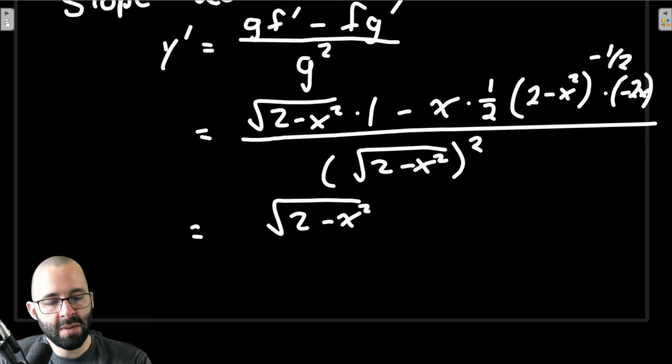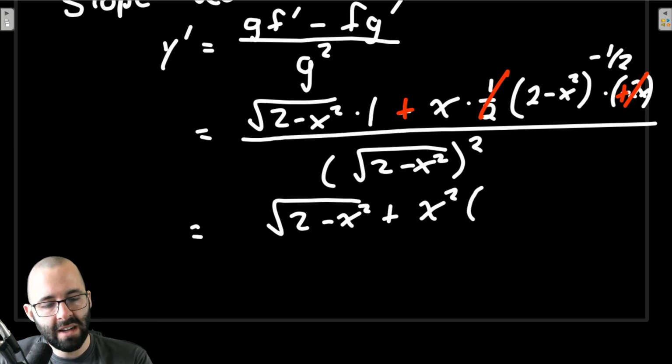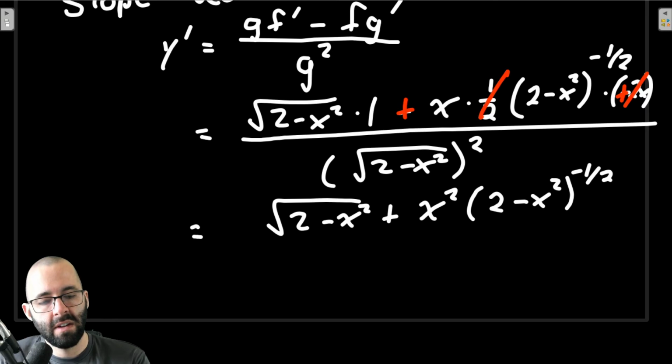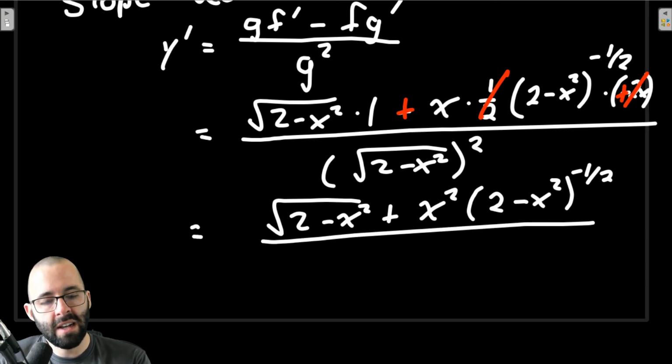So we have a negative times a negative. That's going to turn them into positives. We have a 2 times a 1/2. That's going to cancel. X times an X is going to be an X squared. And then 2 minus X squared to the negative 1/2 power. And the bottom cancels out square root squared. Beautiful.